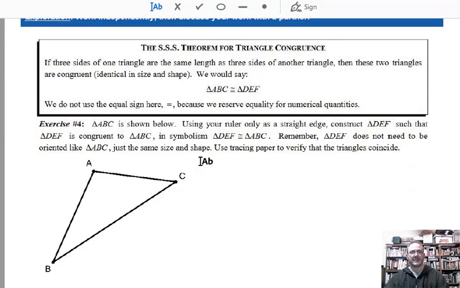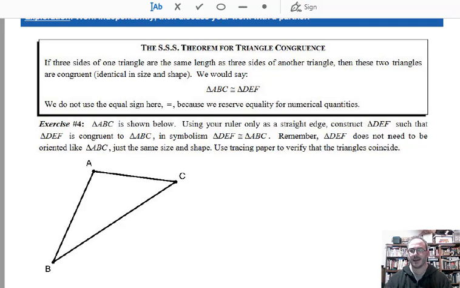All right, let's move on to the exploration. In geometry, we call this the SSS theorem, the triple S theorem for triangle congruence. If three sides of one triangle are the same length as the three sides of another triangle, these two triangles are congruent automatically. We'd say it just like what we have here: triangle ABC is congruent.